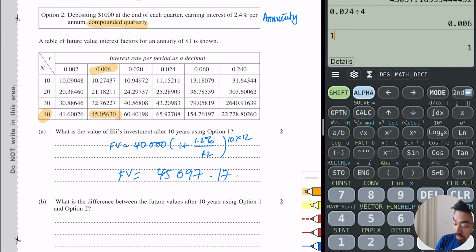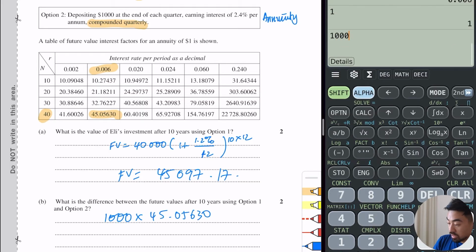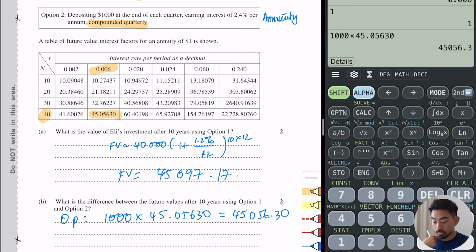So let's work it out. He is doing $1,000 times 45.05630. So 1,000 times 45.05630. So option 2, I should actually write this out clearly. So $45,056.30. Option 2.